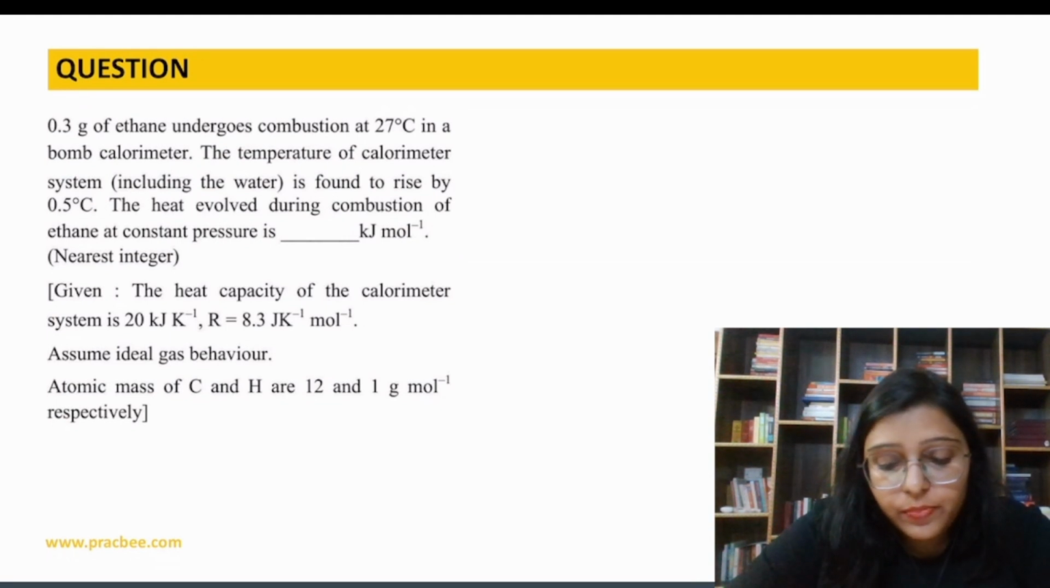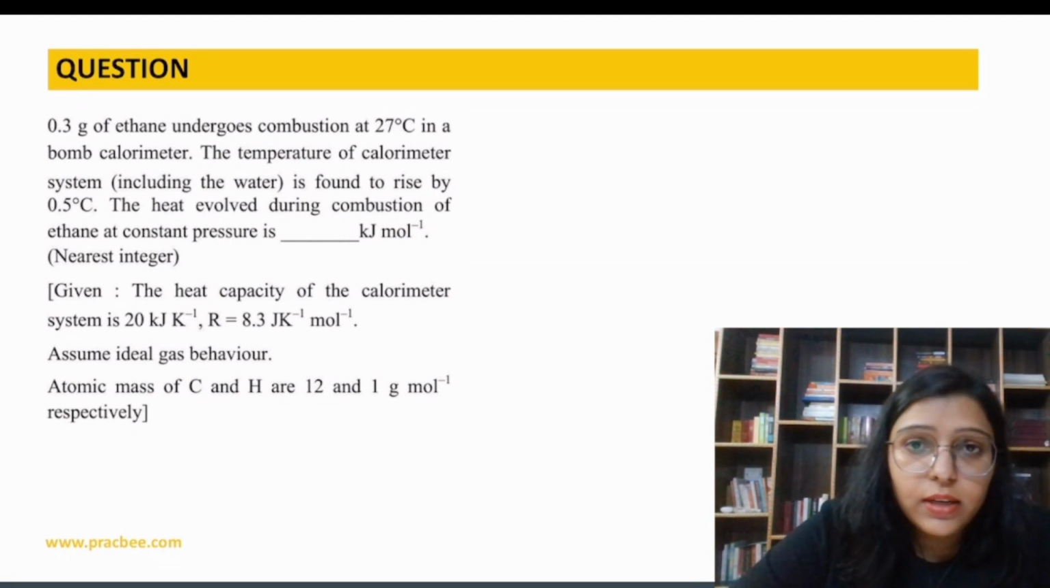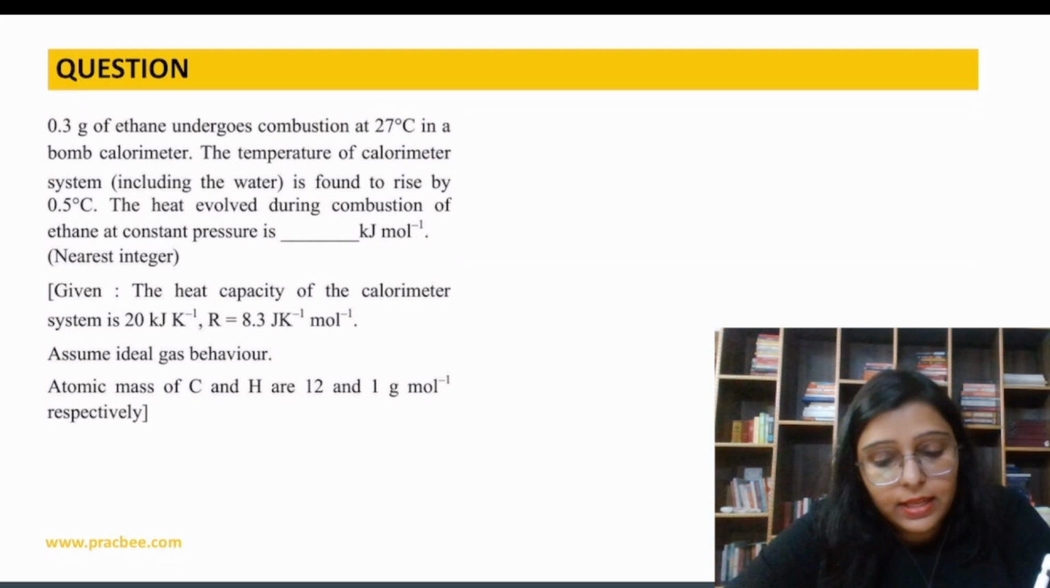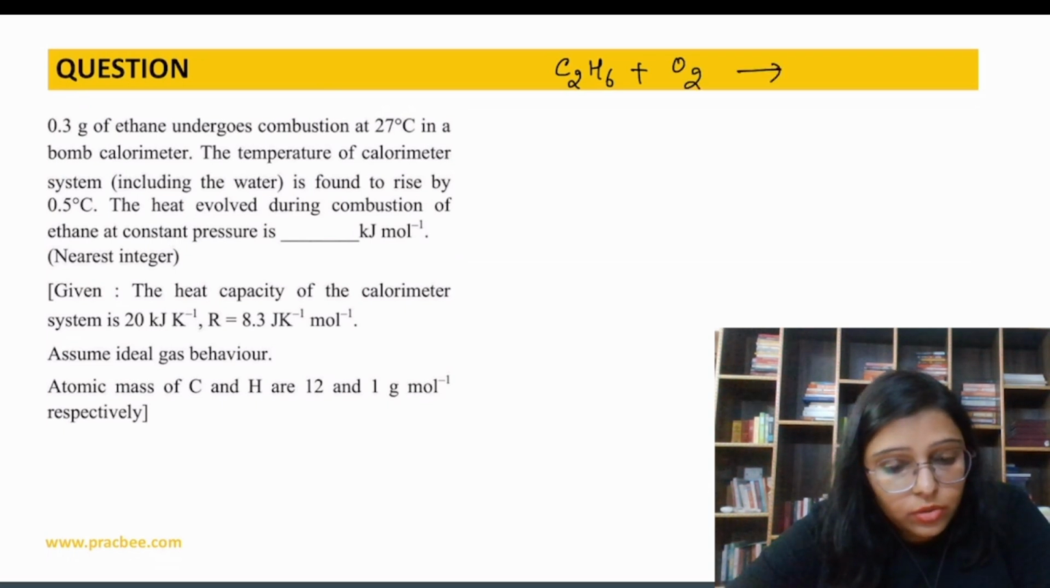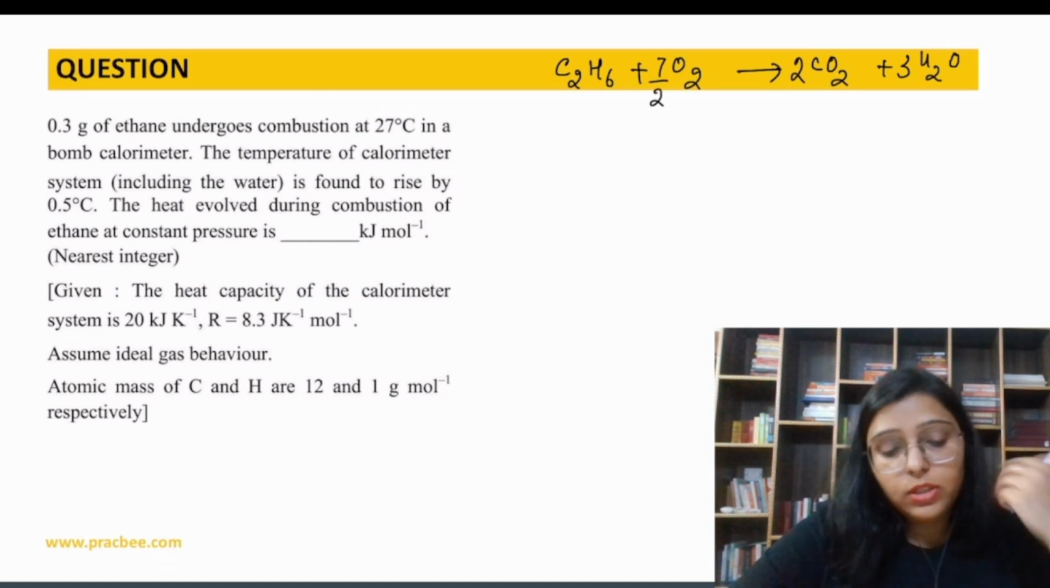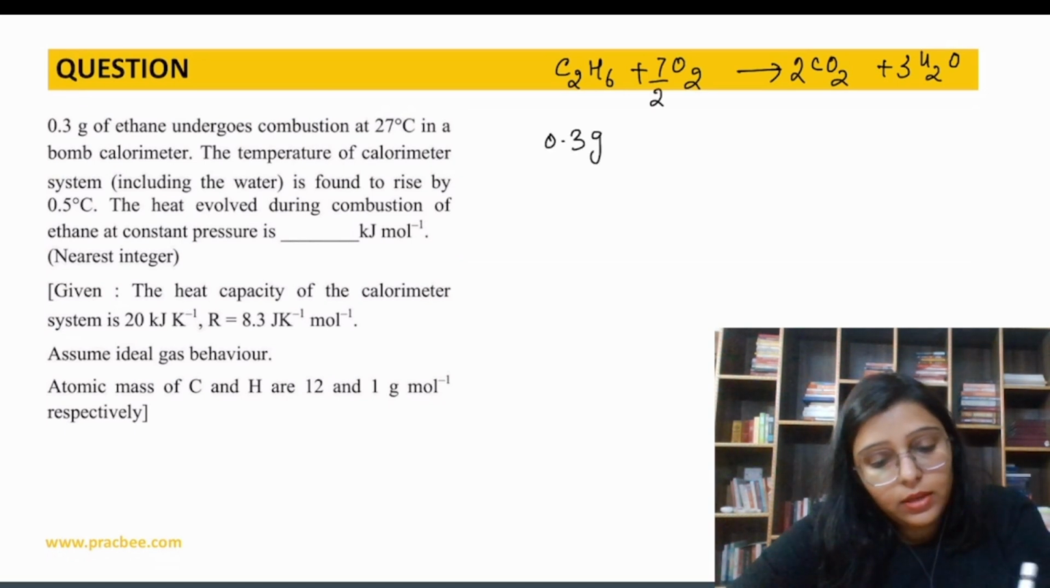The question says 0.3 gram of ethane undergoes combustion at 27 degrees Celsius. Ethane is C2H6, and it undergoes combustion to give CO2 plus H2O. We have to balance this: 2CO2, 3H2O, and 7 by 2 O2. So this is 0.3 gram of ethane. The temperature is 27 plus 273, which is 300 Kelvin.